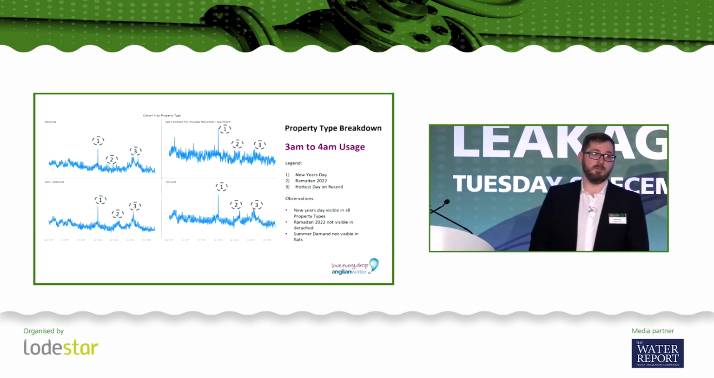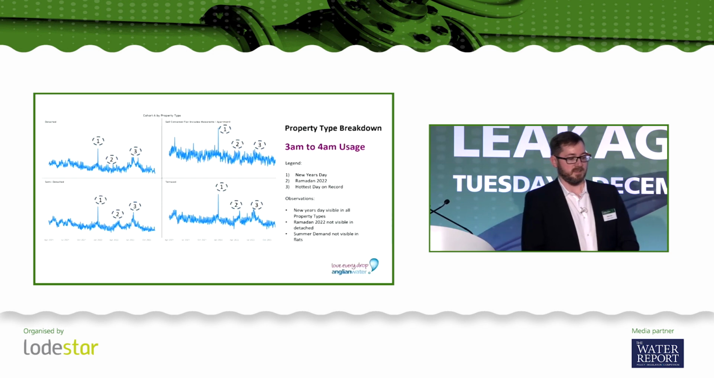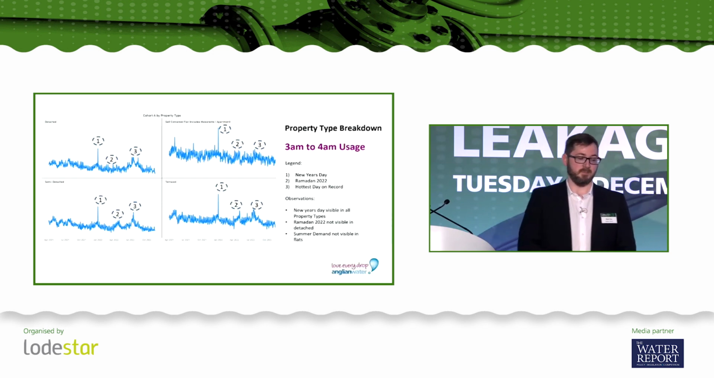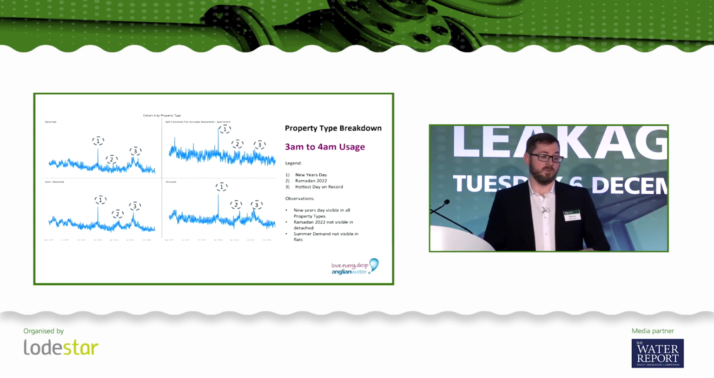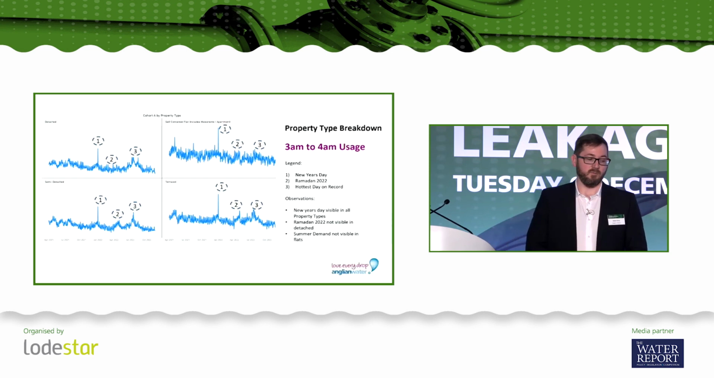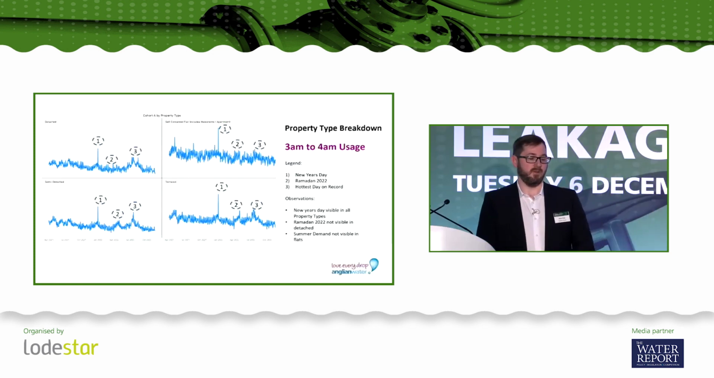Once we looked at Acorn types, we then moved on to property types, and how, again, we can see night usage changing across the various different types of properties. New Year's Day was also visible across all the different types of properties. Ramadan, we didn't really see at all on our detached properties, and summer demand wasn't really very visible from a night use point of view from flats.